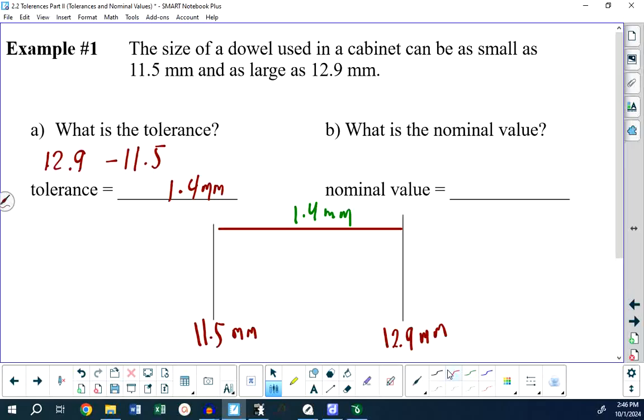Good. 0.7. What that means is that from the middle, which is the nominal value, to here is 0.7. And from the middle to the maximum, which is here, is 0.7. So you have two options here. We can take 11.5 and add 0.7 to take us to the middle. Do that for me, please.